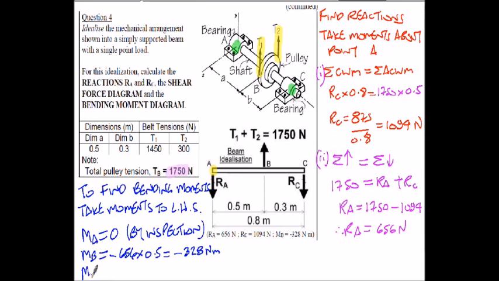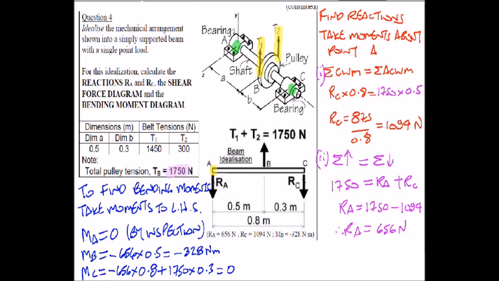Finally, my bending moment to the left of C, that would be negative 656, this time multiplied by the full length of the beam, which is 0.8. And I would add to this the 1750, and that's 0.3 meters away from C. That evaluates to give me 0, which of course it should do. The bending moments to the right of C would be 0.